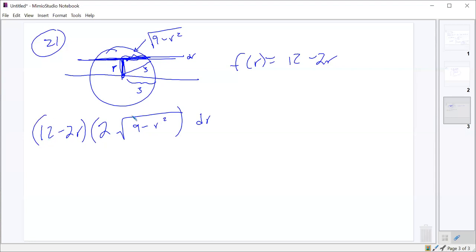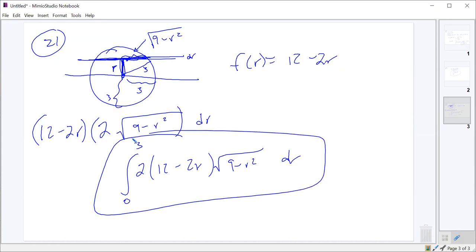So density times the area, when you sum together all of those, should give you a total number of things, in this case, number of people. And so we take 2 times the 12 minus 2r times the root of 9 minus r squared times dr and integrate it from 0, or 0 distance away from the highway, all the way up to the furthest distance away we could be, which would be 3. And then from there, we just get an answer.